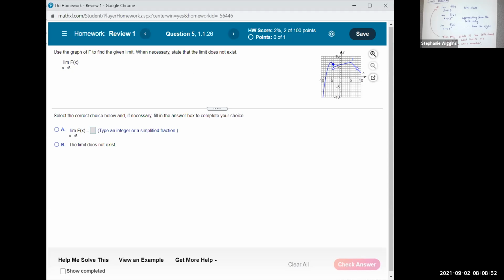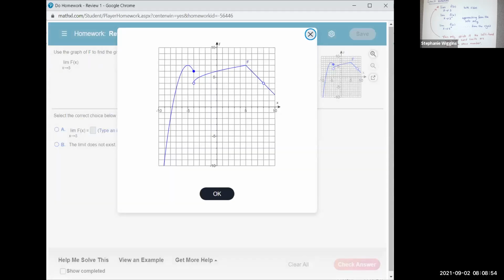So looking at this, the first step is to find x equal 5, because that's the value that we're approaching. So you go to the x-axis, x is approaching 5, so I've identified 5 on the x-axis. Then you want to draw a vertical line until you reach the graph itself. And notice on the left and on the right, they meet at the same spot, the vertical spot, okay?